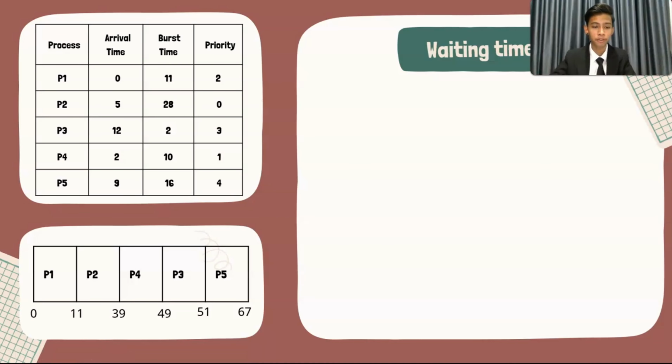Okay, so once we have already done the Gantt chart, next we have to do the waiting time. What we have to do first is calculate the waiting time for each process. The first process that we have is process 1. Since it has the earliest arrival time of 0, we calculate from the start time. The start time of P1 is 0, and then we minus it off with the arrival time of process 1, which is 0. Therefore, P1 is equal to 0 minus 0, which is equal to 0 milliseconds.